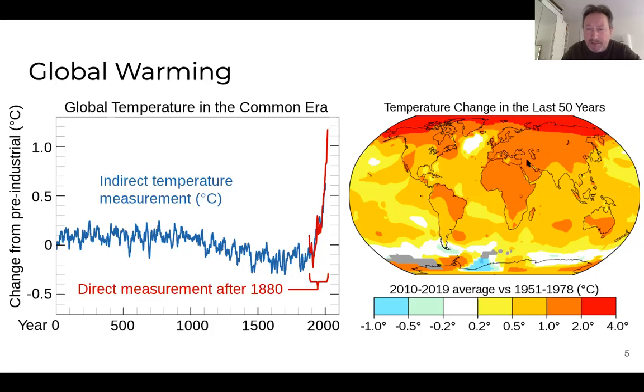Then here is the temperature change in the last 50 years. You see that temperature change is not homogeneous. Some areas are more affected, others are not affected, and there is also some cold here near Antarctica. But the most affected area is around the North Pole. It means tundra, and this is Russian tundra.